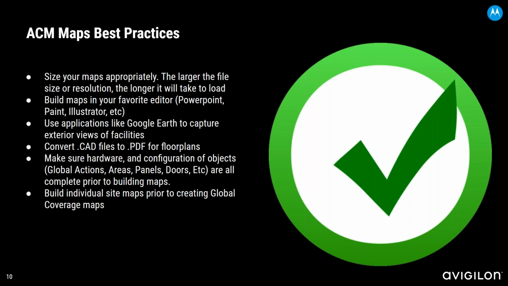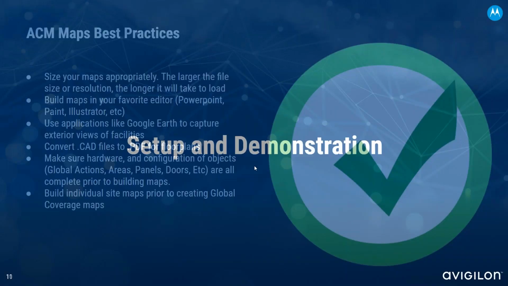So you have to plan out your maps and plan out the information that you want on them. And then the last one, you'll see where this is really going to come into play because I'm going to use a school district as an example. When you're building a global map that shows a very large area of stuff, you want to build the individual maps first, and then we'll do some linking to those other maps from the global one.